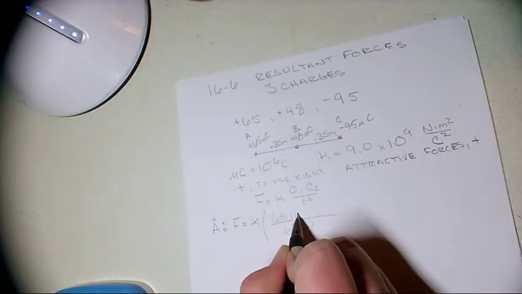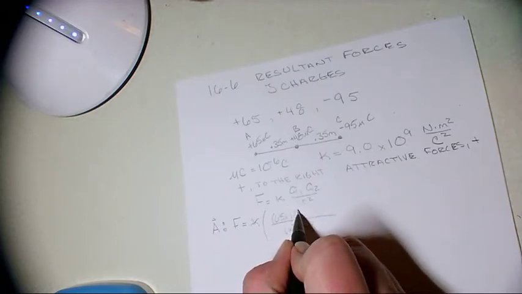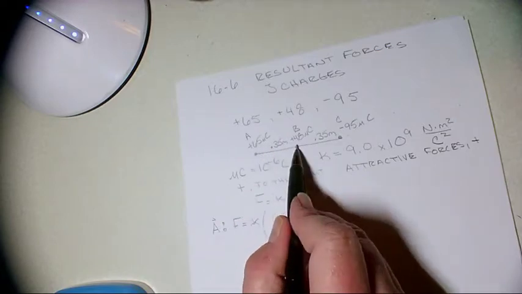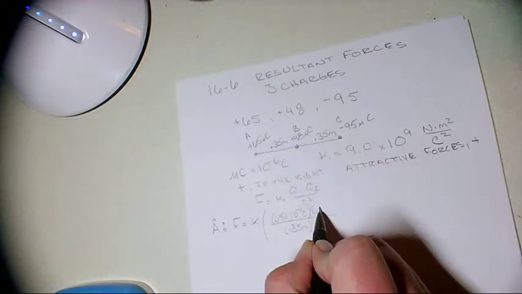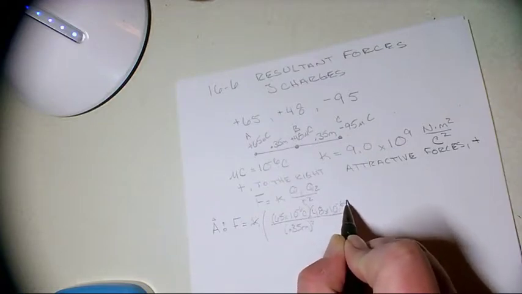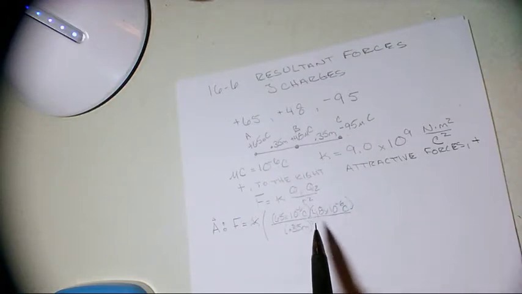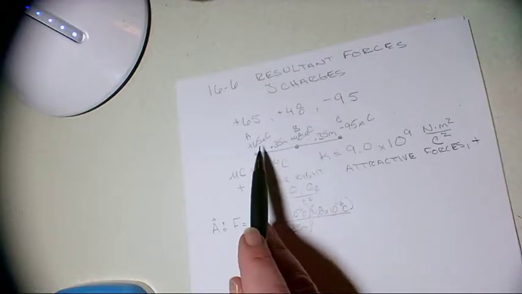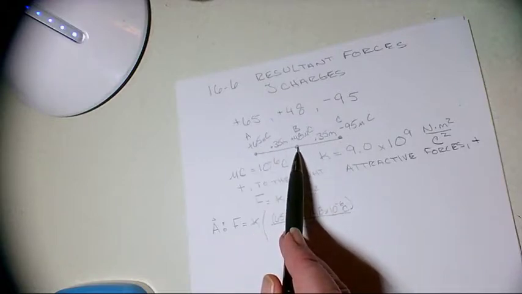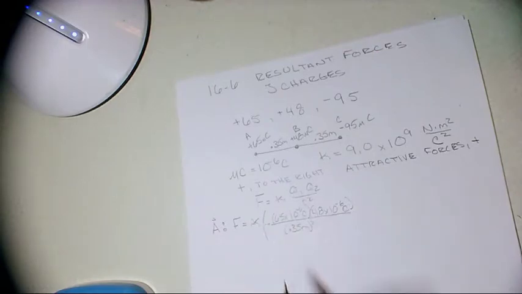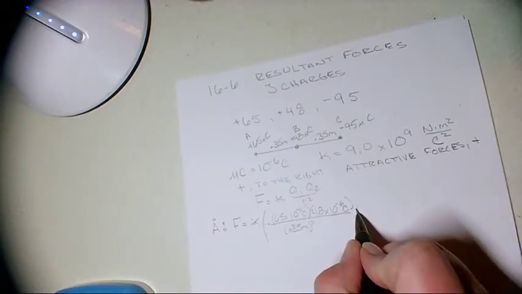And the top one now, these 65 microcoulombs: 65 times 10 to the negative 6 coulombs times this 48 times 10 to the negative 6 coulombs. Now, is this going to be a positive or a negative direction or attraction? We have a positive to a positive, therefore it's negative. I defined anything that's not attractive as being negative, so it's negative. Let's move on to the next one.